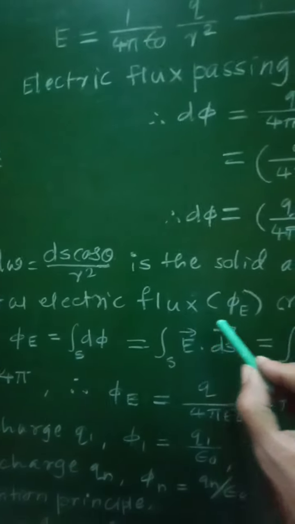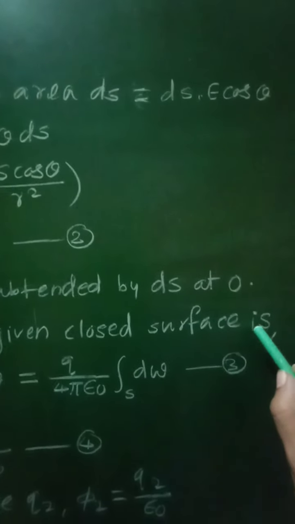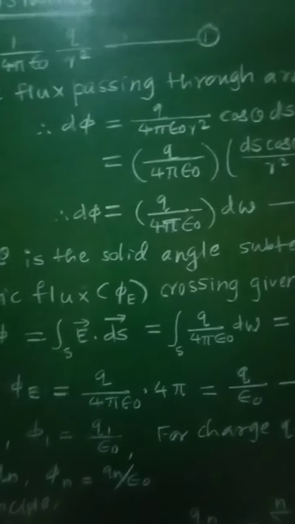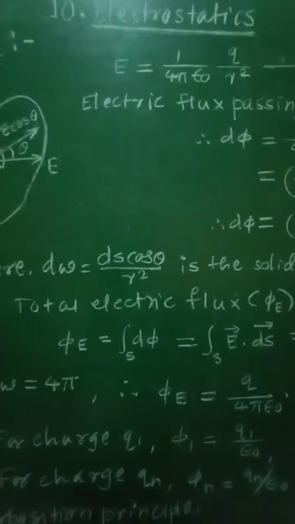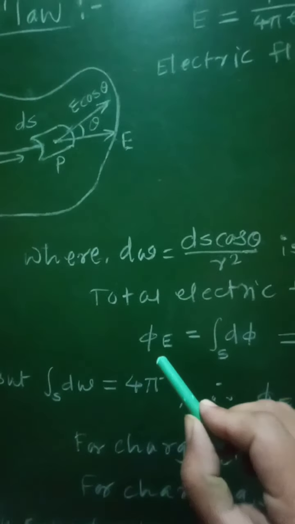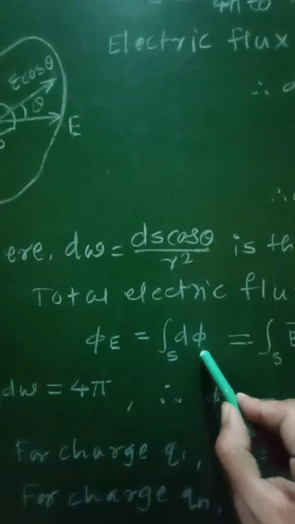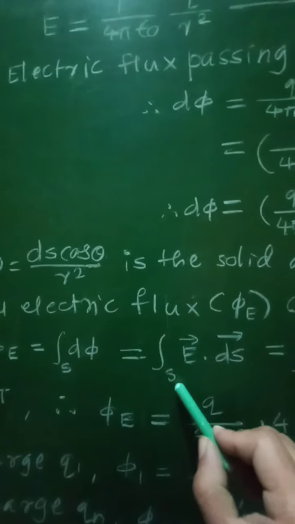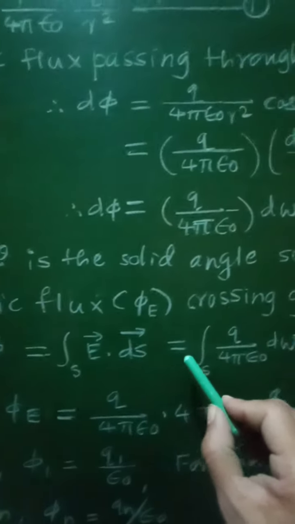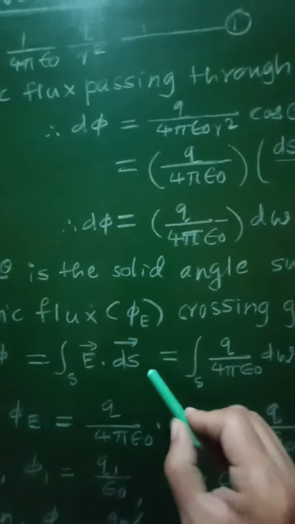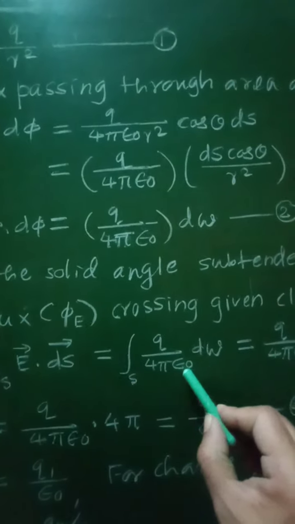And therefore the total electric flux phi E crossing the given closed surface, that is for entire surface S, we can write the total electric flux phi E. So phi E will be equal to integration over closed surface S of d phi, that will be equal to integration over closed surface S of E dot vector ds, that will be equal to, putting the value of E ds, that is d phi, integration over closed surface S of Q upon 4 pi epsilon 0 d omega.